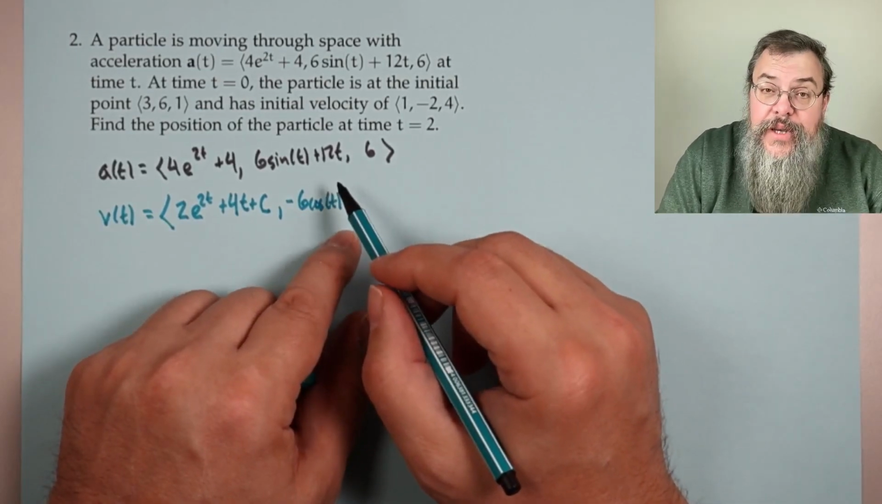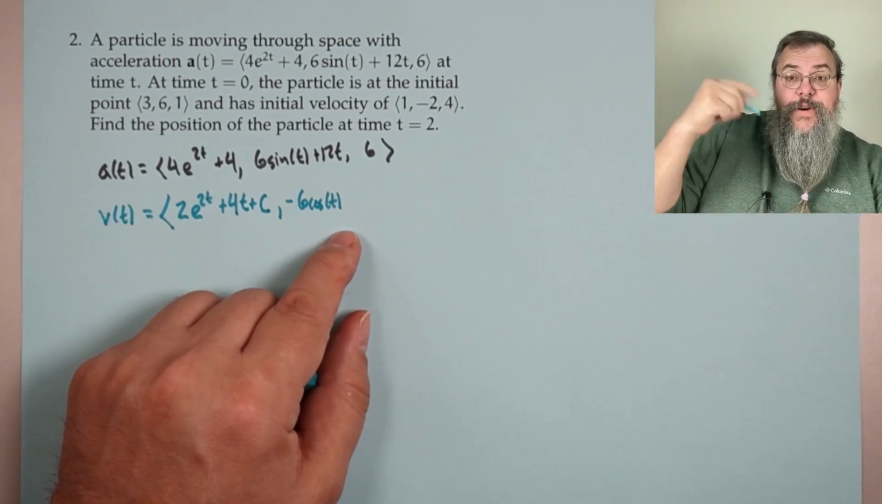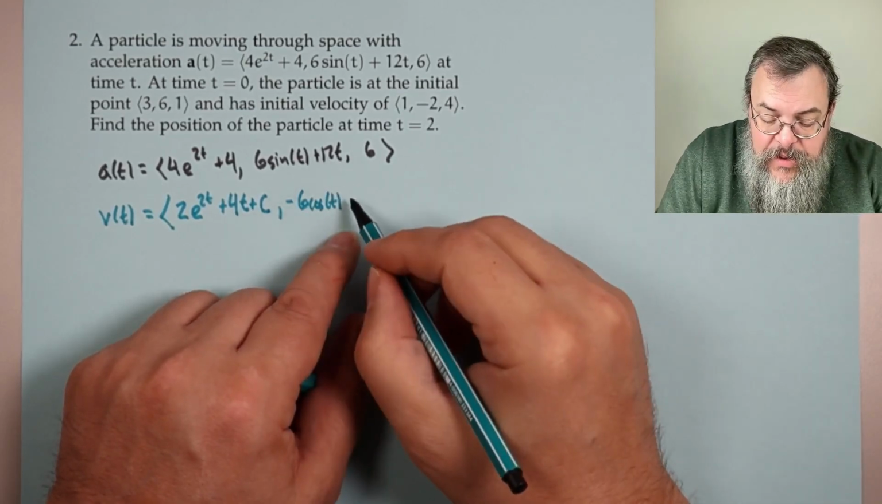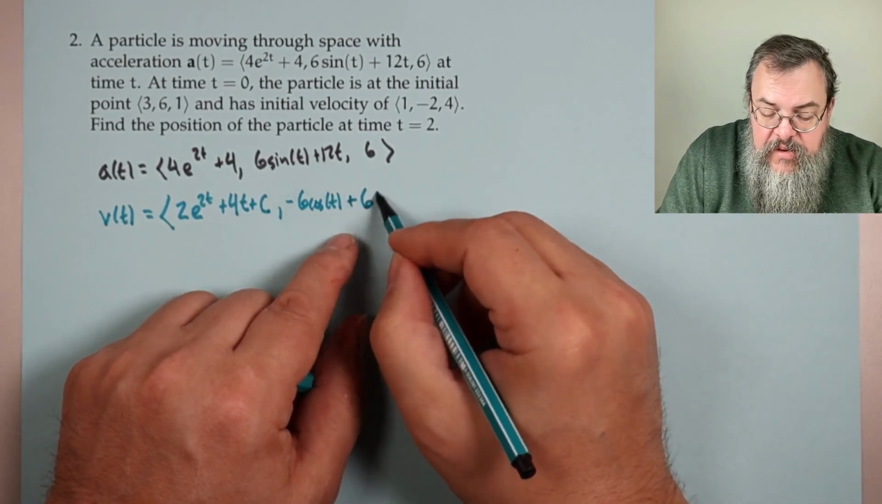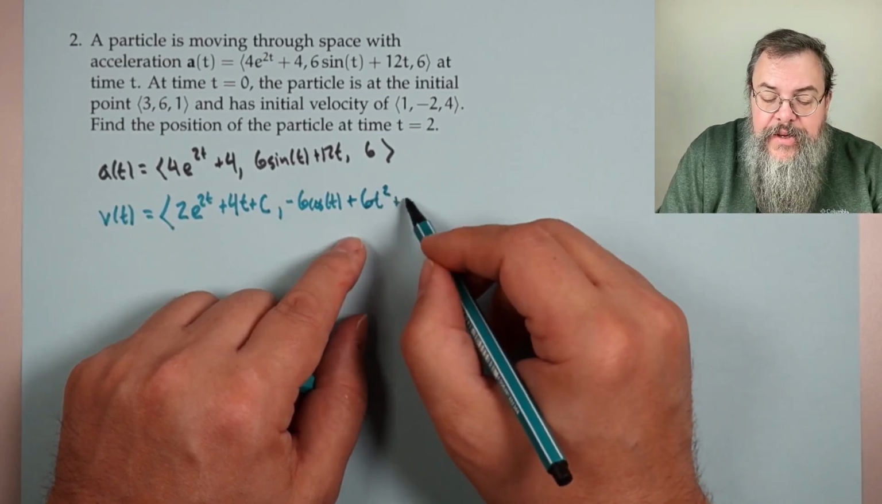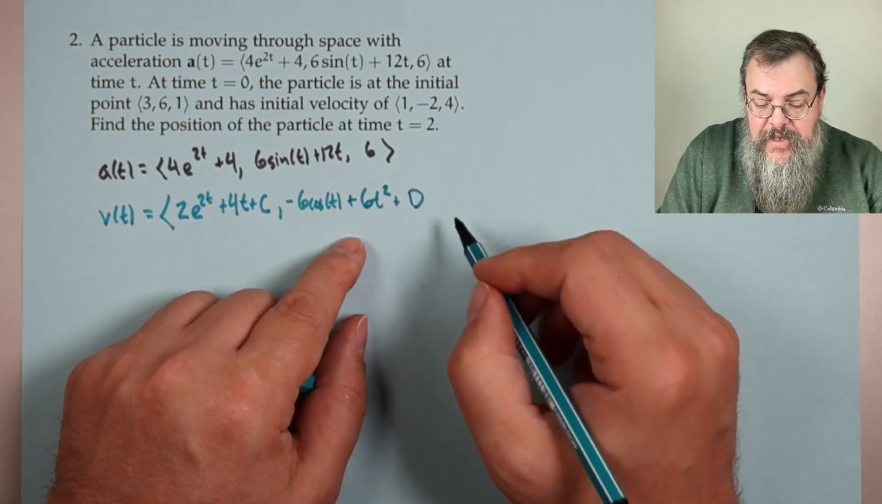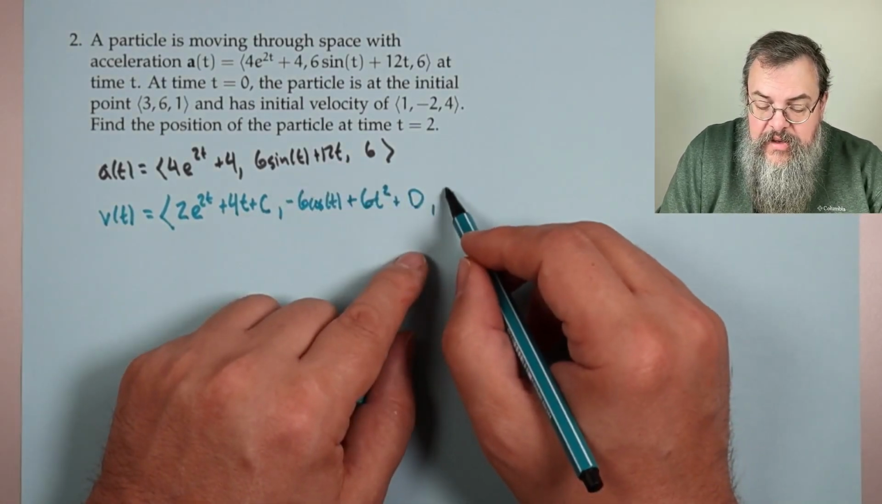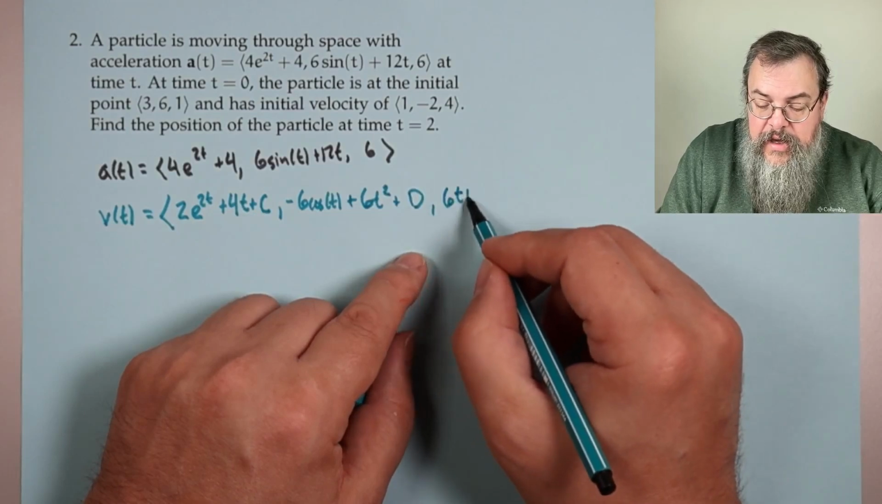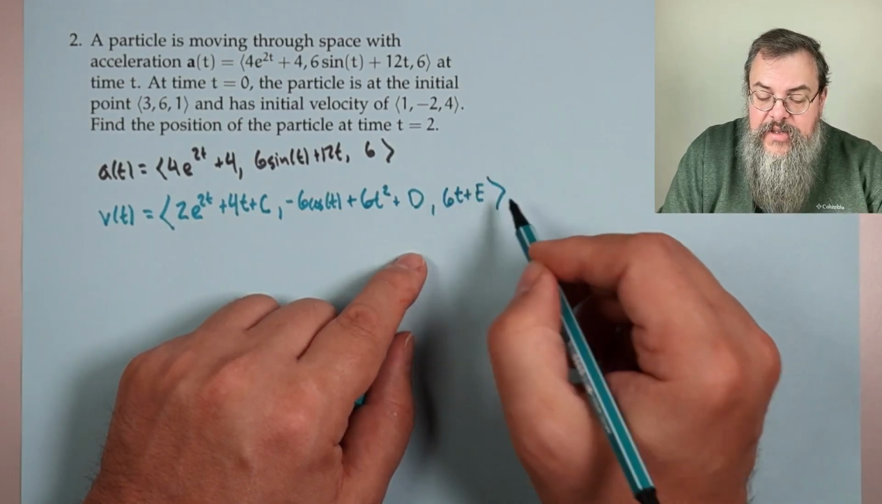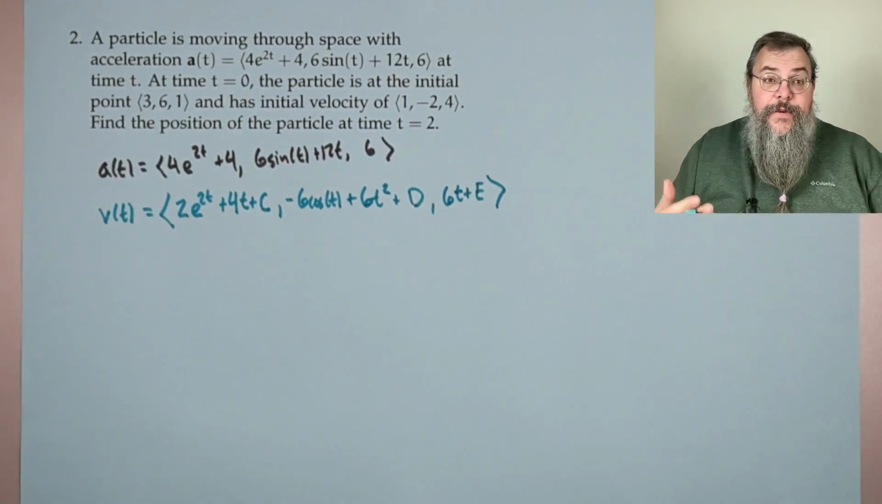Integral of 12t, well, integral of t would be t squared divided by 2. So you have a 12, so that becomes a 6t squared, and don't forget your constant. And then the integral of 6, 6t, and don't forget your constant. Okay, so that's our velocity.